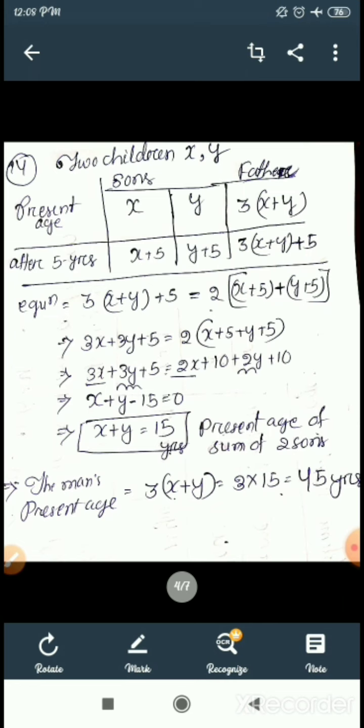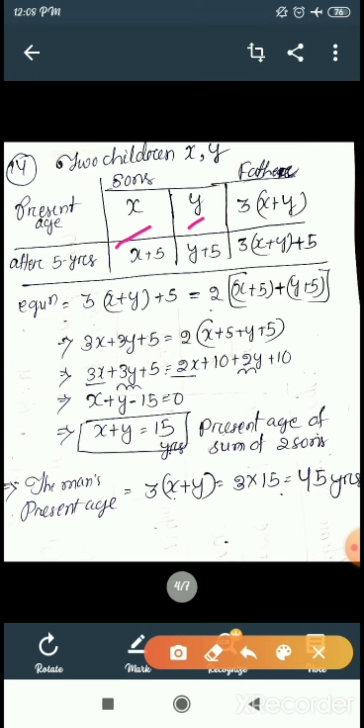Here 2 children are given, so you have to take 2 children, one is x and one is y. Let us take this one: the 2 children of the man are x and y. Here I have taken x and y. And the age of the man is 3 times the sum of their ages. That means the father's age will be 3 times x plus y.